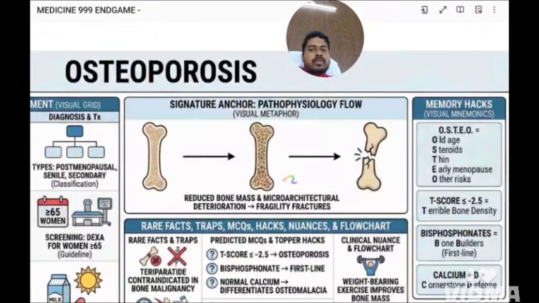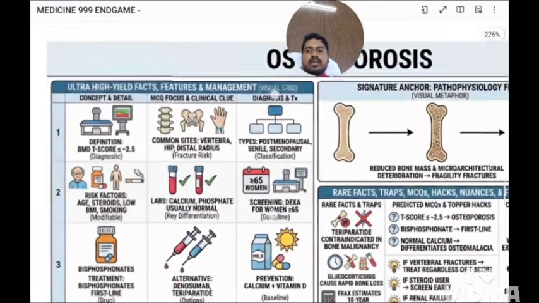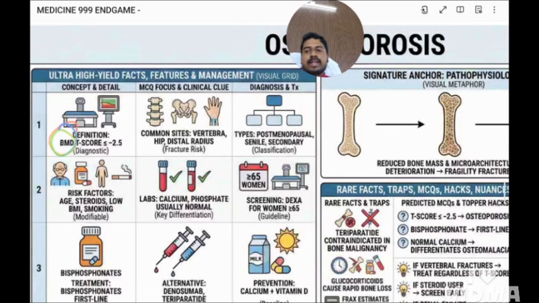So what is osteoporosis? There is reduced bone mass and microarchitectural deterioration. Bone overall density is decreased, and there is distortion of the architecture of the bone, causing increased fragility to fractures. So what is the definition? Definition is bone mineral density T score less than minus 2.5. Just remember this much. Not many questions are asked on this. Just remember the definition. T score, sorry, not Z score. T score less than minus 2.5 is diagnostic of osteoporosis.